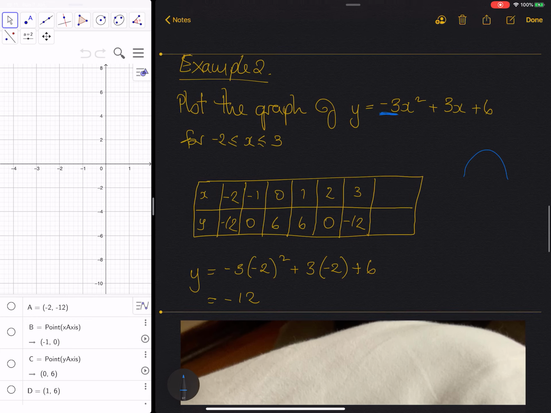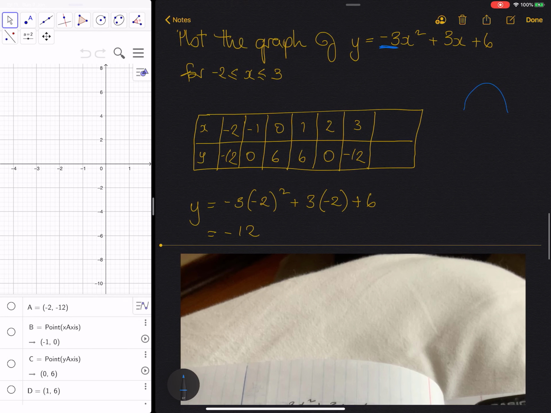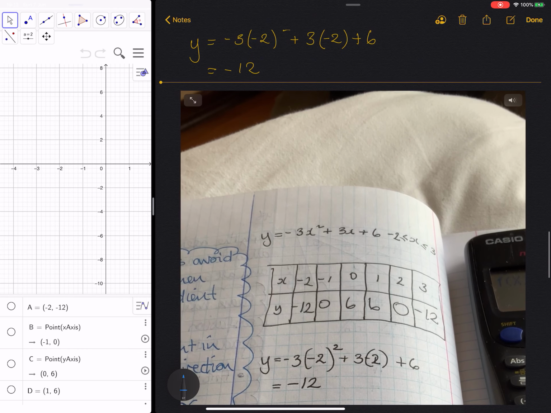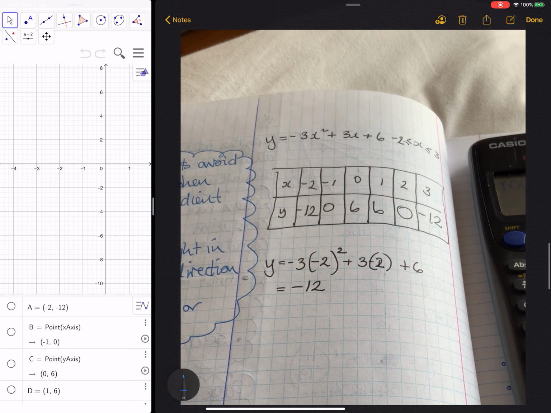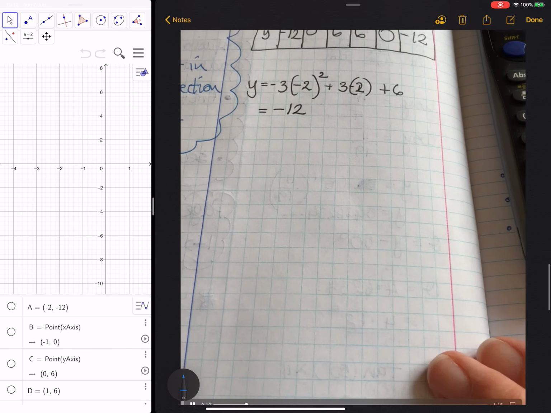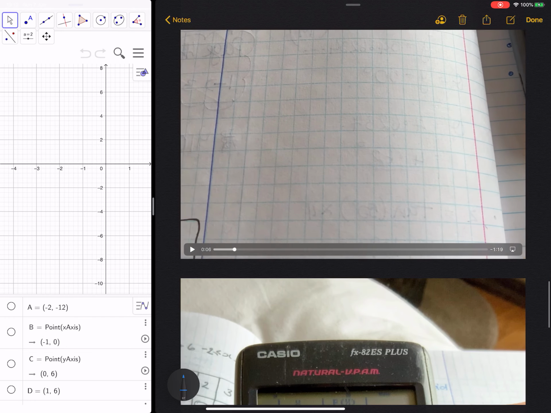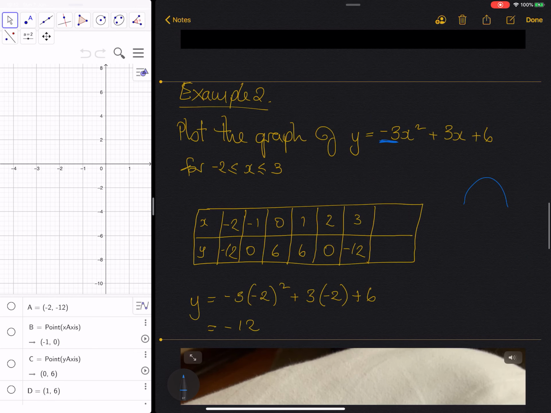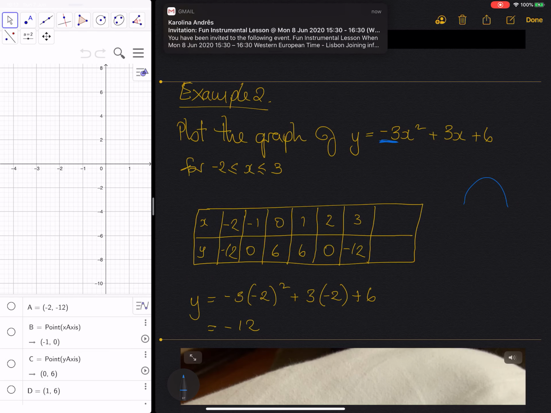Okay, so we draw our table of values, and we have x between minus 2 and 3, and we have to work out the corresponding y values. The example I'd like to look at is y is equal to minus 3x squared plus 3x plus 6 between the values of minus 2. Sorry about that. That was a little bit too soon. I do apologise. As you know, I always make some kind of mistake in my videos.